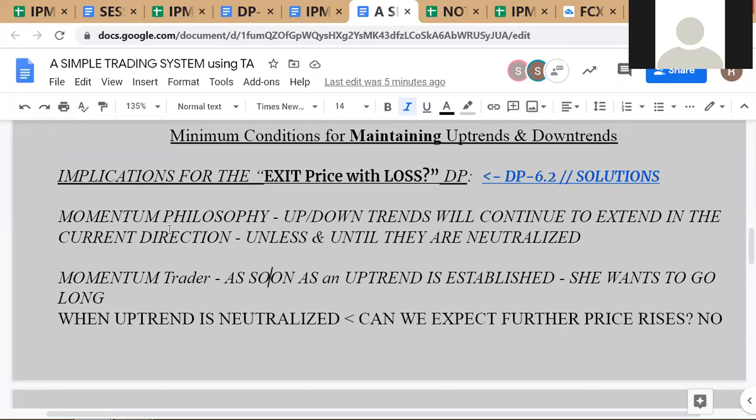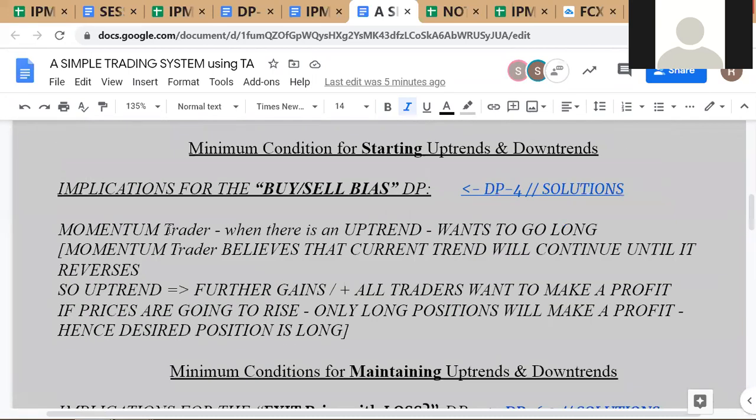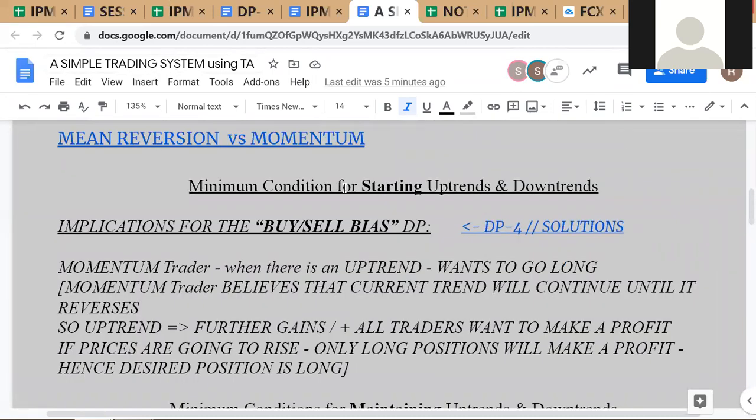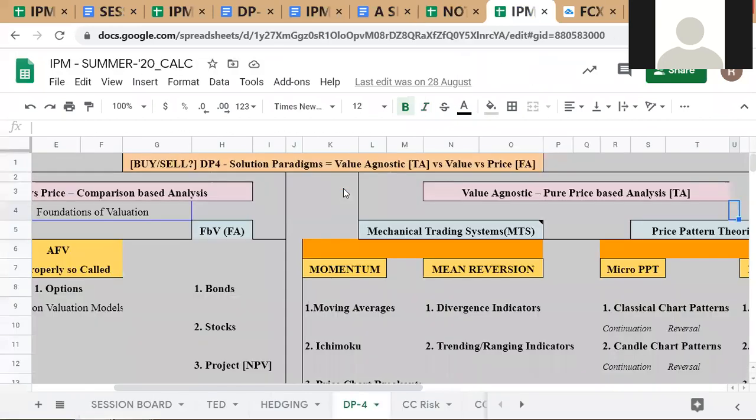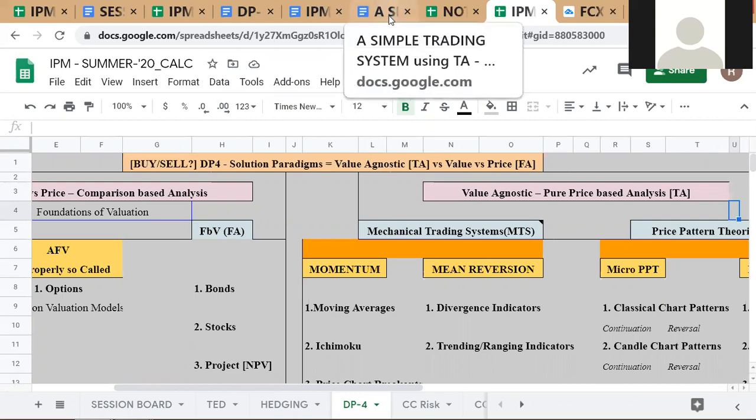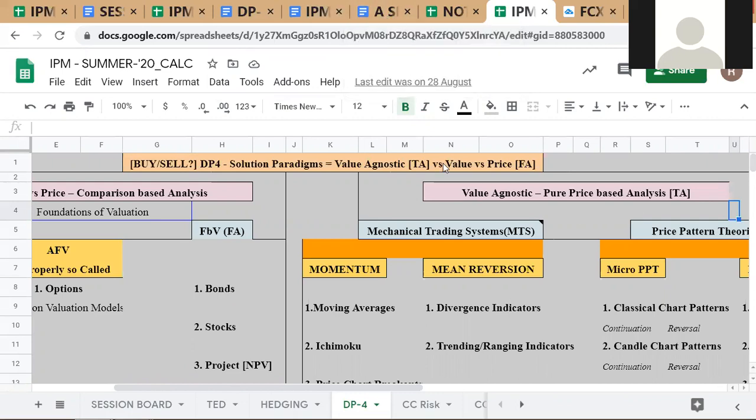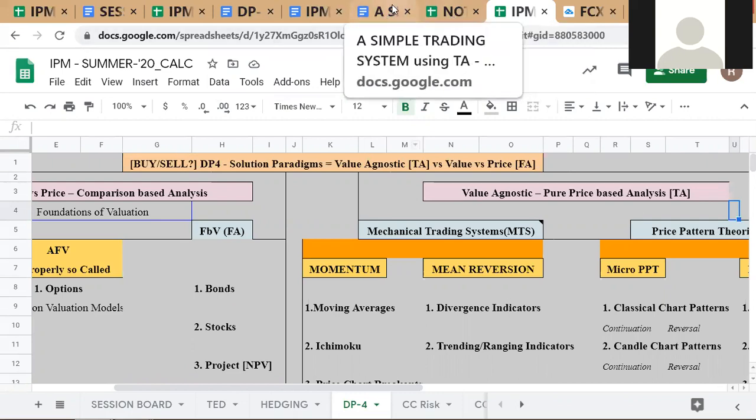So we are trying to construct a simple trading system using TA, because we have looked at these two approaches and now we are within TA. We were looking at the differences. We went from cyclicality of market prices, a very important topic, and while discussing that, we are constructing the principles of a simple trading system using TA.